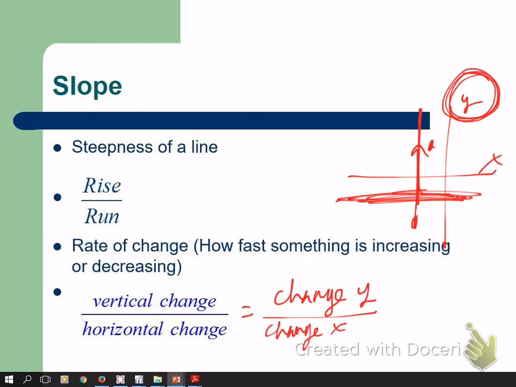Because we're always going to read left to right. And if we go left to right, if we start here and go that way, then x is increasing. So basically slope tells us how much the y value increases or decreases as x increases. It's a ratio. Okay?